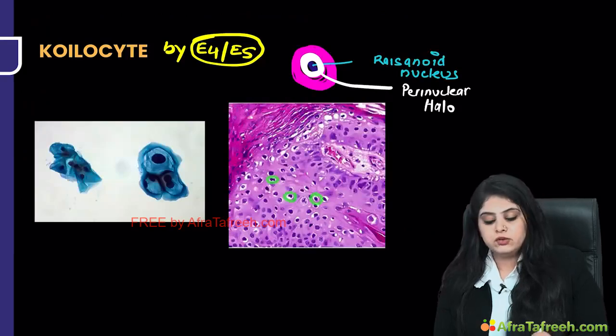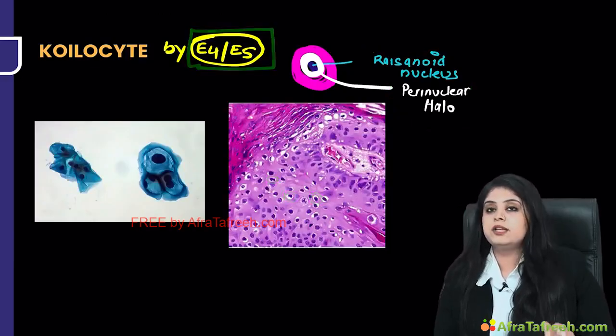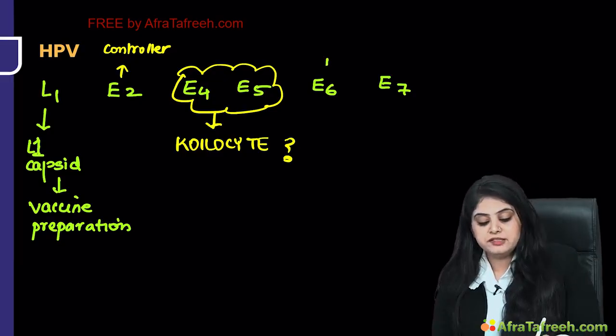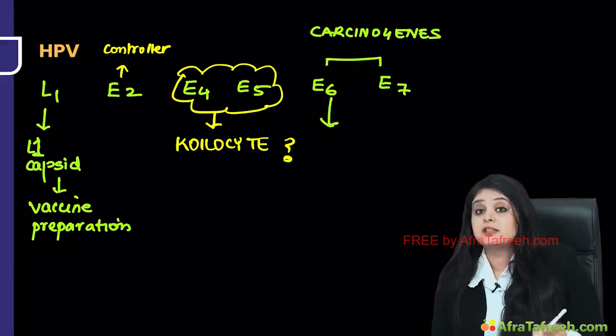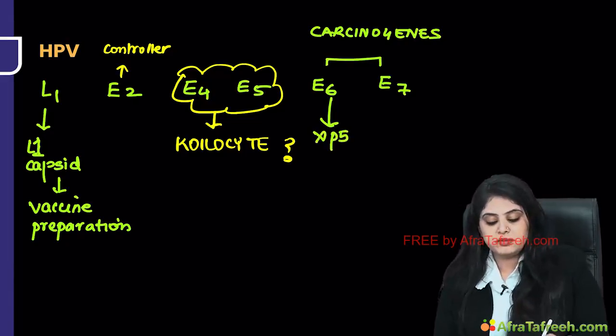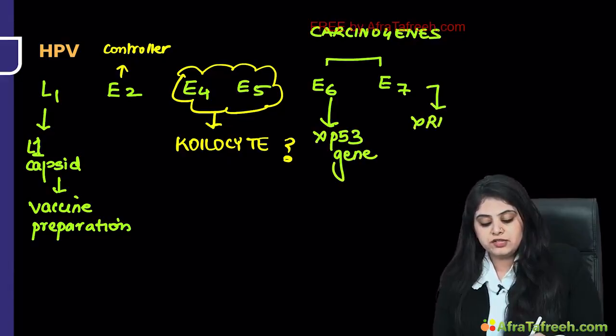So raisinoid nucleus with perinuclear halo is what is noted in a koilocyte. Who makes a koilocyte? It is the E4 and E5 proteins. Now what do E6 and E7 do? E6 and E7 are responsible for carcinogenesis. Please note that E6 and E7 are the ones causing cancers. E6 is going to switch off the P53 gene and E7 is going to switch off the retinoblastoma gene.